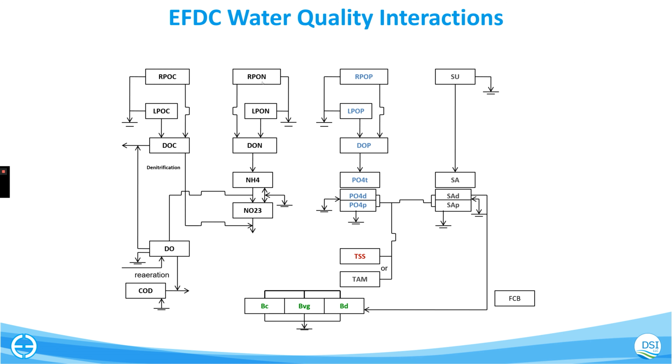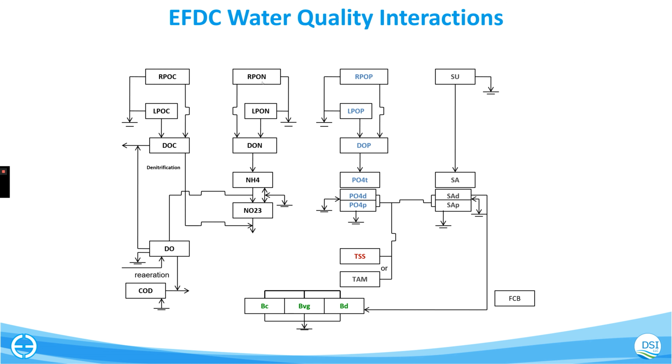But then the R and the L stand for labile and refractory. There's 21 variables. Well, it'll come to me as we talk.